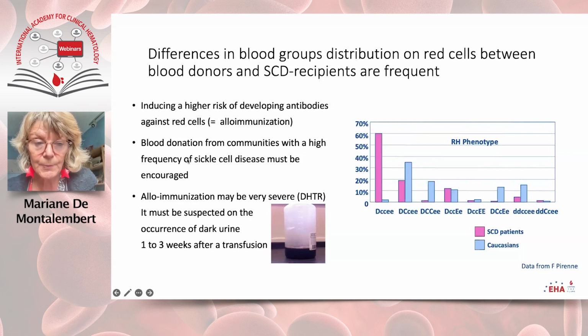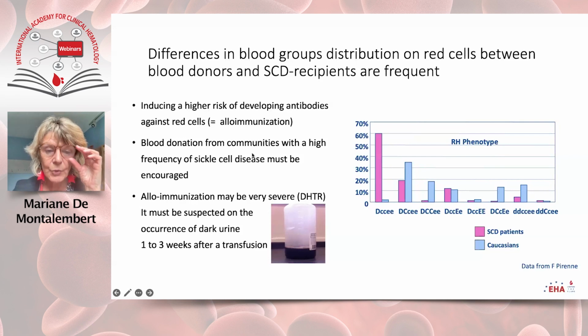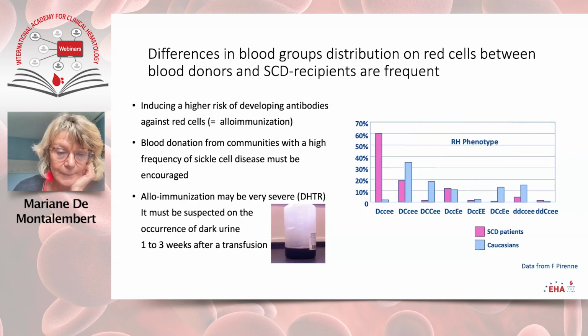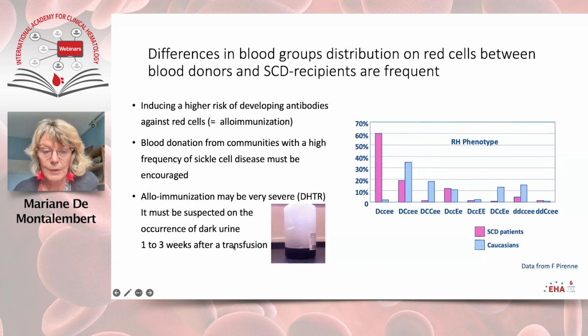And we have problems because there is a limitation of blood donation from communities with a high frequency of sickle cell disease. And we can have these very dark urines, observed 1 to 3 weeks after a transfusion, a delayed hemolytic transfusion reaction.